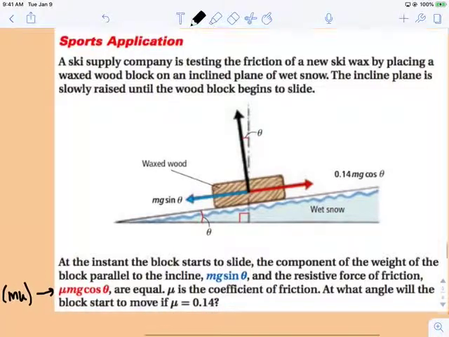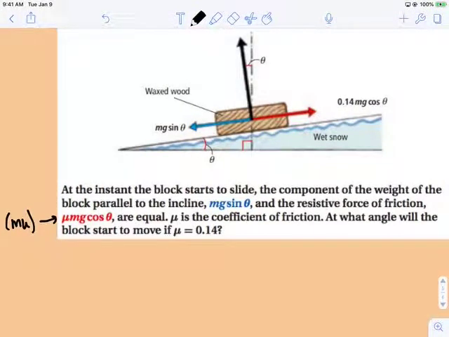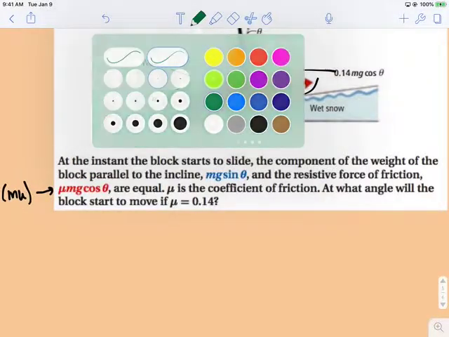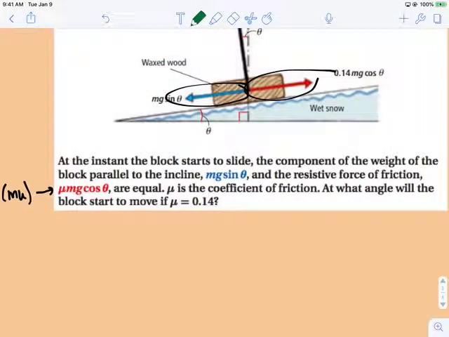Okay. So now we can say we want to know when these two things are equal, so we can then say when it's going to overpower the other one. So what am I going to set equal to each other? Blue and red. So let's set these equal. You don't have to worry about the mg's right now. We're just going to use those as coefficients. They're just multipliers. So mu mg cosine theta is equal to mg sine theta.